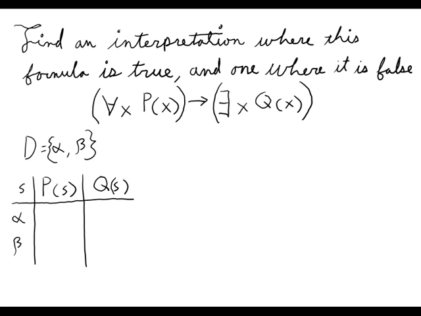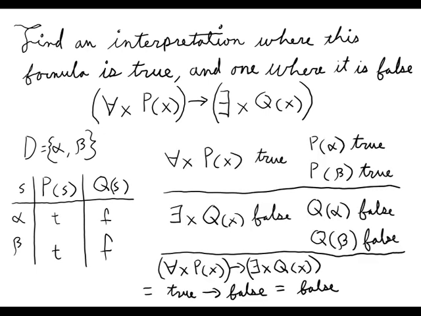Now let's try to make an interpretation where this formula is false. To do so, we have to make "for all x, P(x)" true and "there exists x, Q(x)" false. To make "for all x, P(x)" true, we set P(s) to true for every value of s in the truth table for P, and to make "there exists x, Q(x)" false, we set Q(s) to false for every value of s in the truth table for Q. In this interpretation, the formula evaluates to true implies false, which evaluates to false.